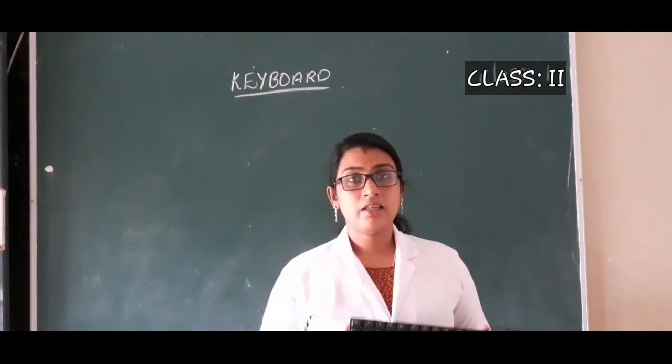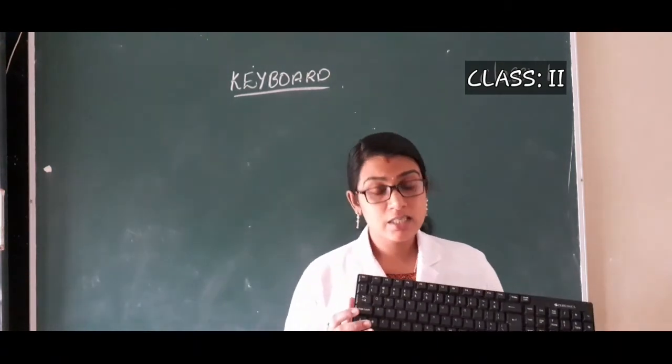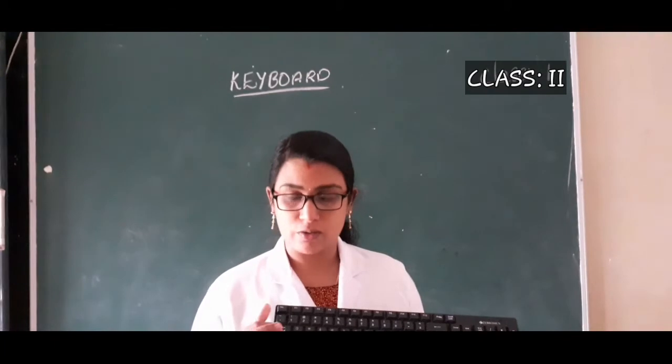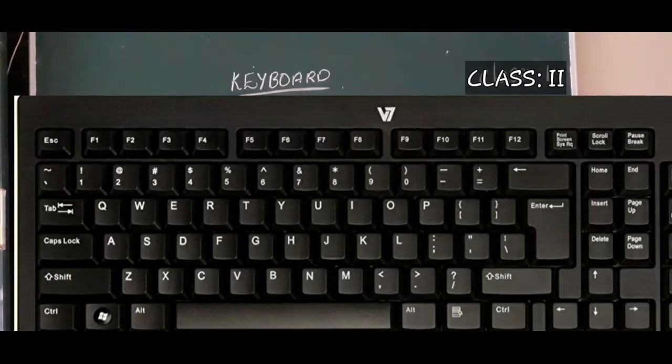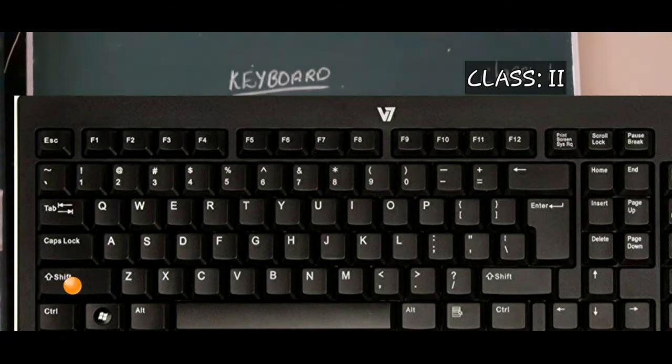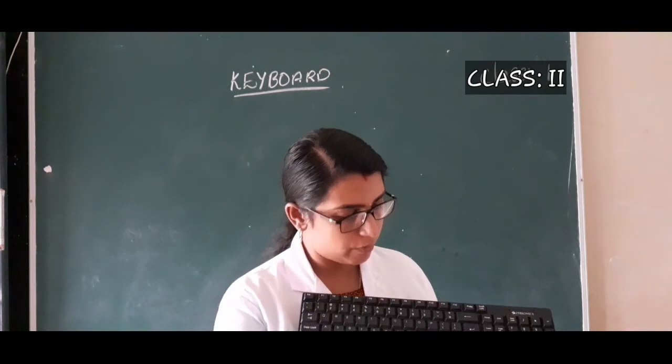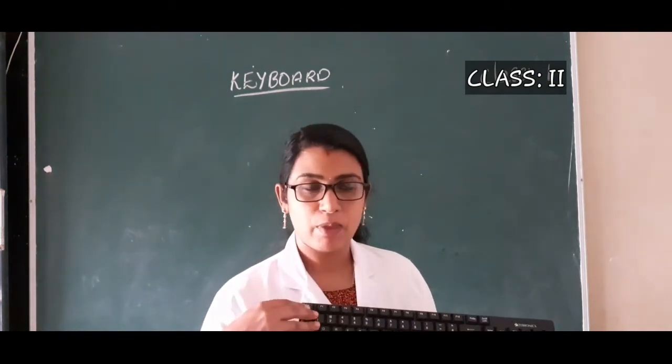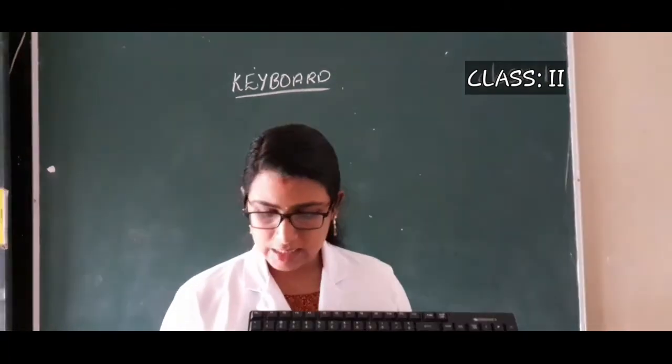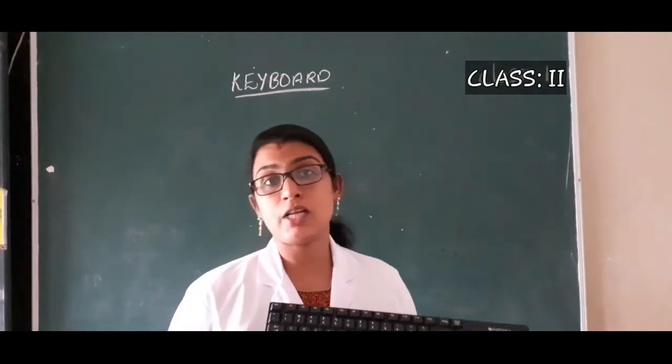Then you can see some other different keys also. This key is known as the tab key, this is the caps lock key, and this is the shift key, control key, Windows key, alt key, space bar key. Likewise, different keys are given here. These keys are known as special keys.